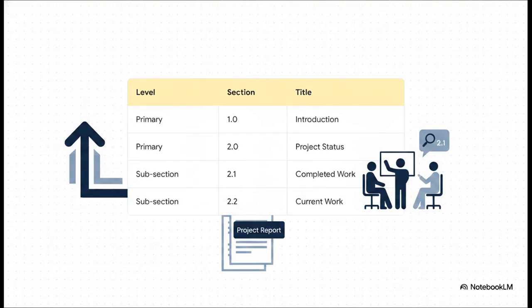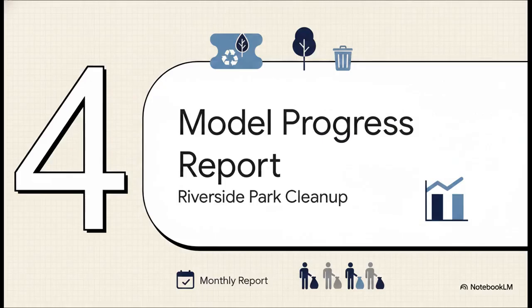Now, what's really fascinating is how we can supercharge those strong headers by combining them with a decimal numbering system. Notice here how 2.0 is project status, which then neatly breaks down into 2.1 and 2.2. It gives the whole document this beautifully clean, professional hierarchy. Plus, it makes referencing incredibly easy during a fast-paced meeting. You can just say, "Hey everyone, let's turn to Section 2.1," and boom, everyone is instantly on the exact same page. Finally, let's wrap up with Section 4, the Model Progress Report, featuring the Riverside Park cleanup.